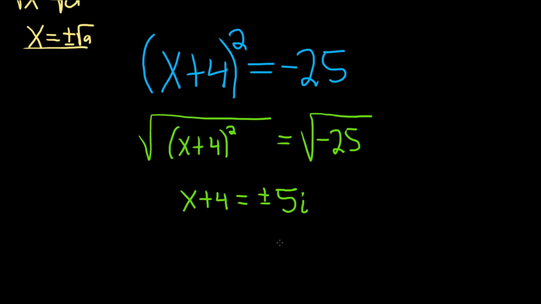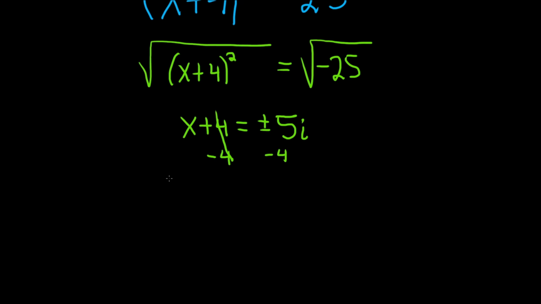We're almost done. The last thing to do is get rid of this 4. It's being added to the left-hand side. So to undo that, we'll use subtraction. So minus 4, minus 4. So these cancel. And we end up with x equals minus 4 plus or minus 5i. And that's it. We can't do anything else.